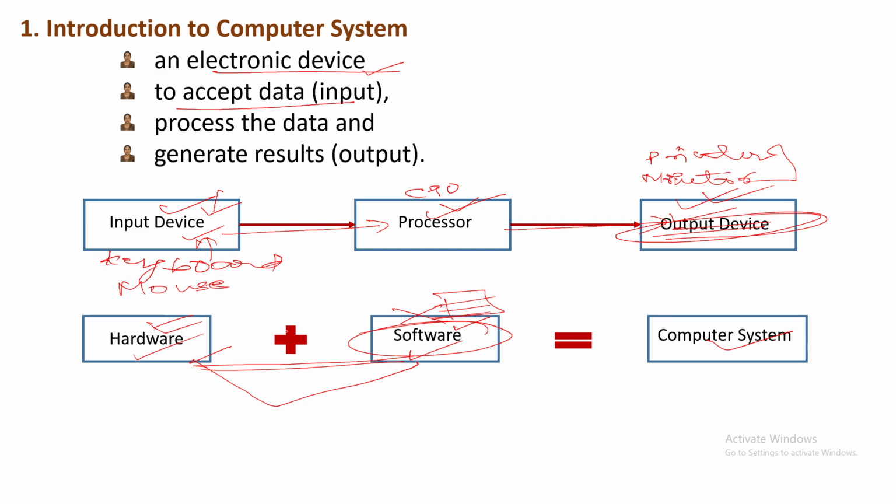So what is a computer system? A combination of hardware devices and software is called a computer system. How will a computer system work? Through the input device. What is the work of the input device? To accept the data. The accepted data will be processed by the processor. Then it will generate the result through the output device.